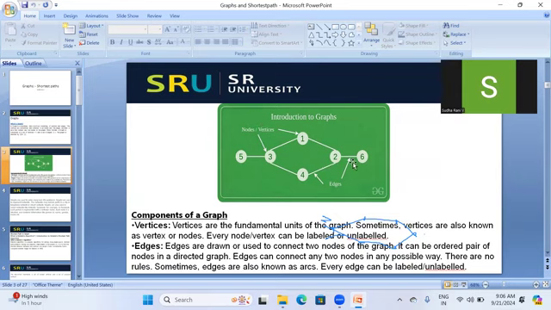And again, graphs are of two types. One is the directed graph and the other is the undirected graph, or plain graph. Graphs are of two types: directed graphs and undirected graphs.